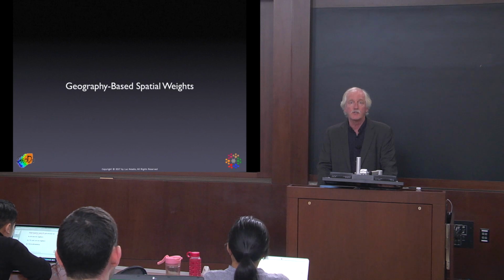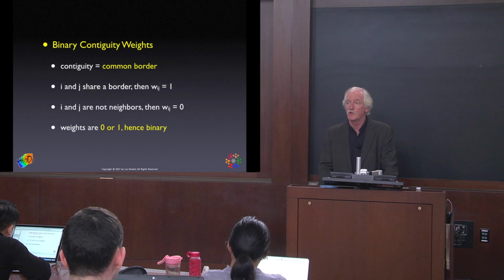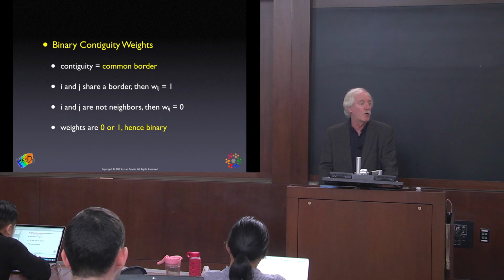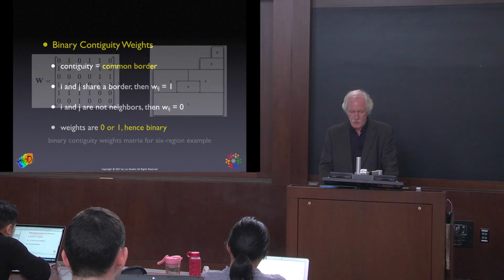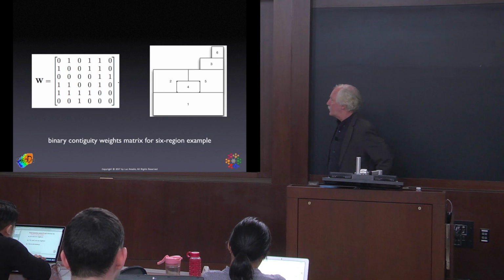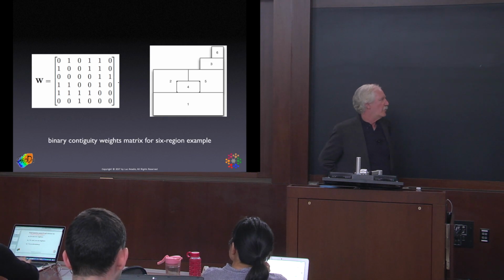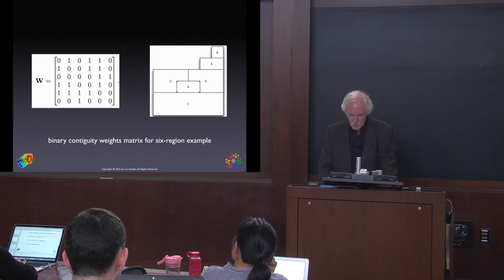So then let's just look at some examples. Geography-based weights, contiguity, common border is the simplest one. Share a border, you have 1. You don't share a border, you have 0. That's pretty straightforward. So this is the weights matrix on the left, the actual matrix that corresponds to the network structure that we have with the common neighbors in our little example.